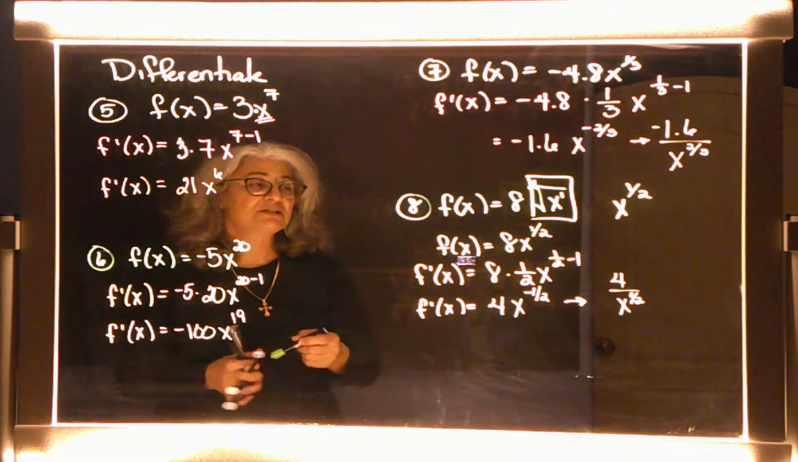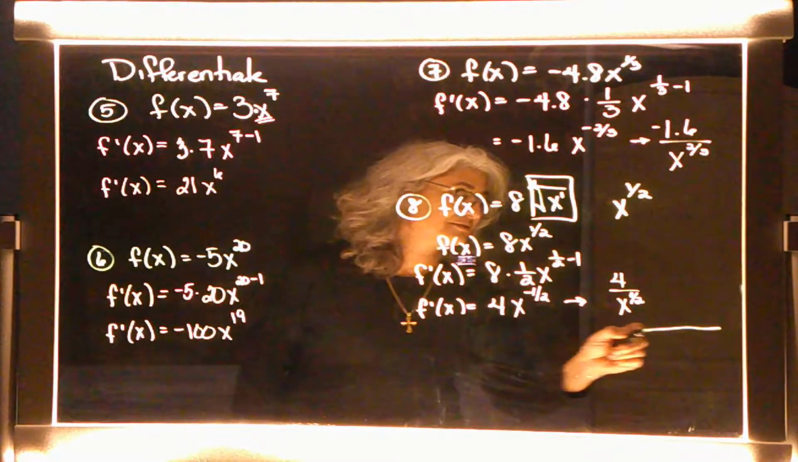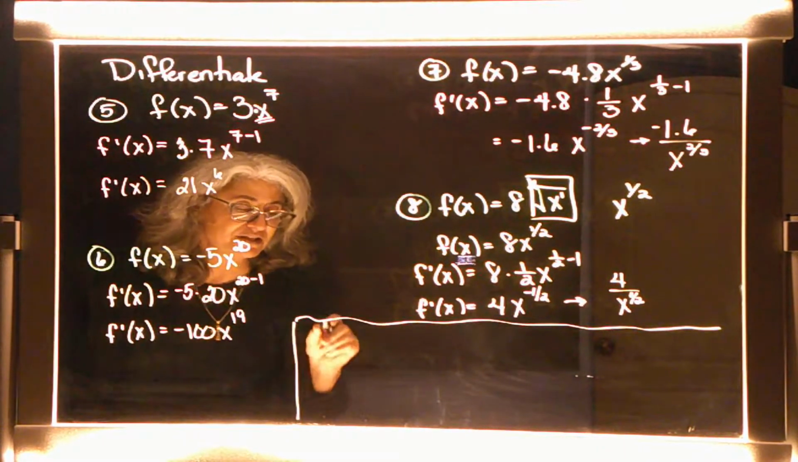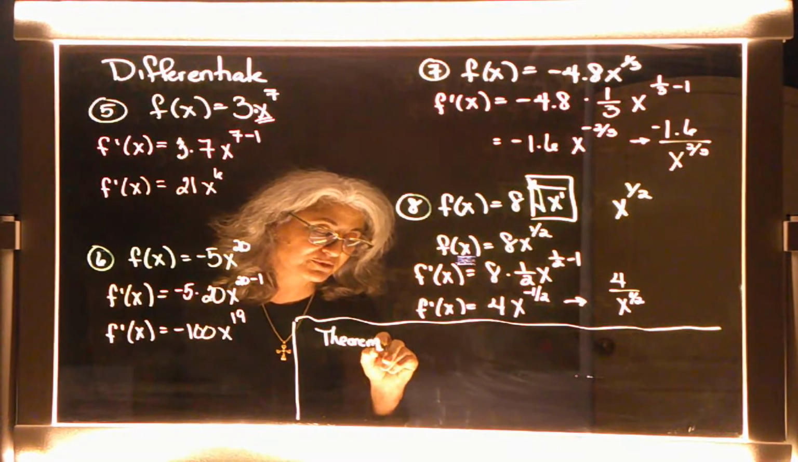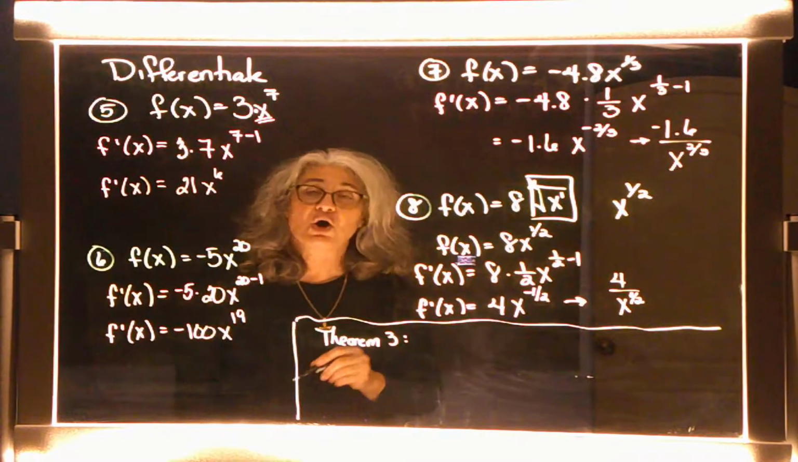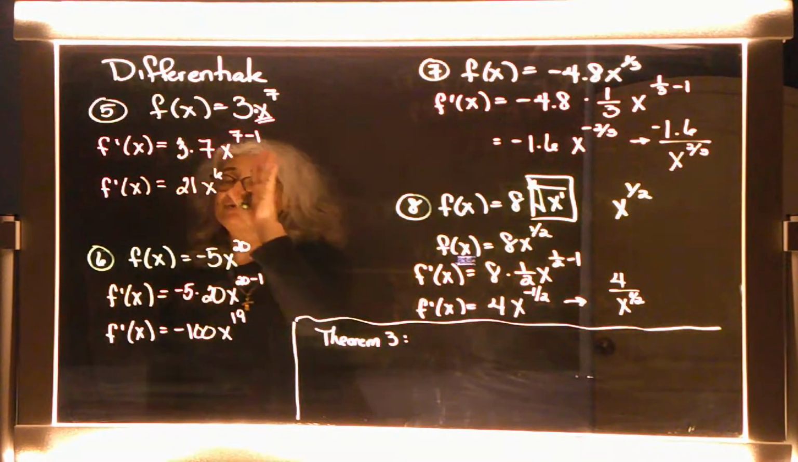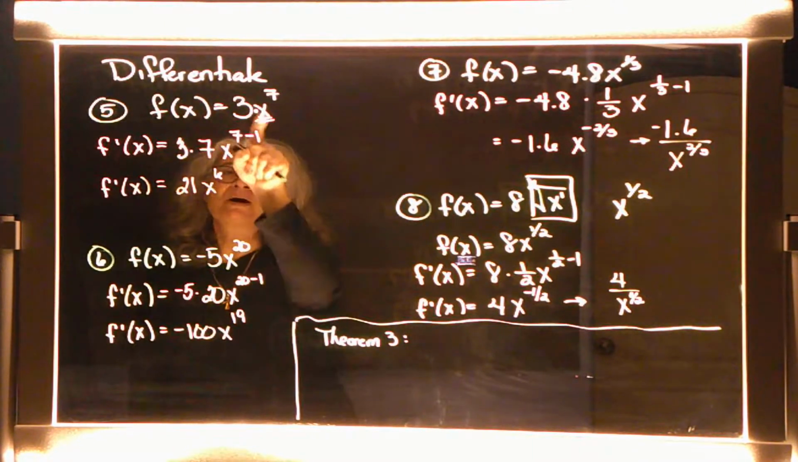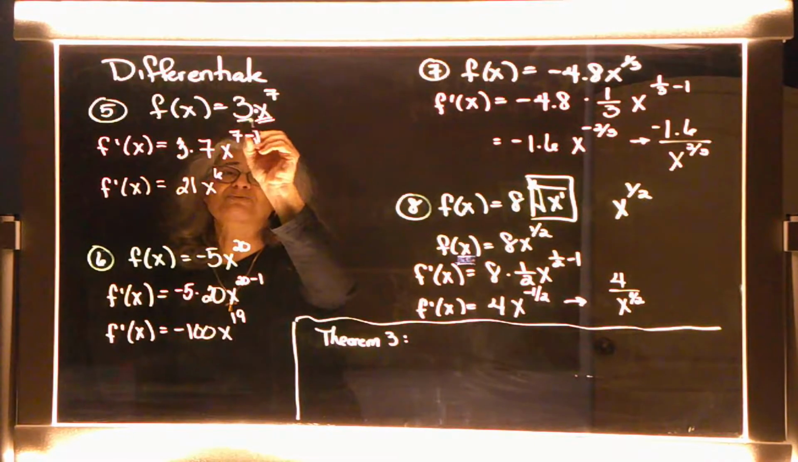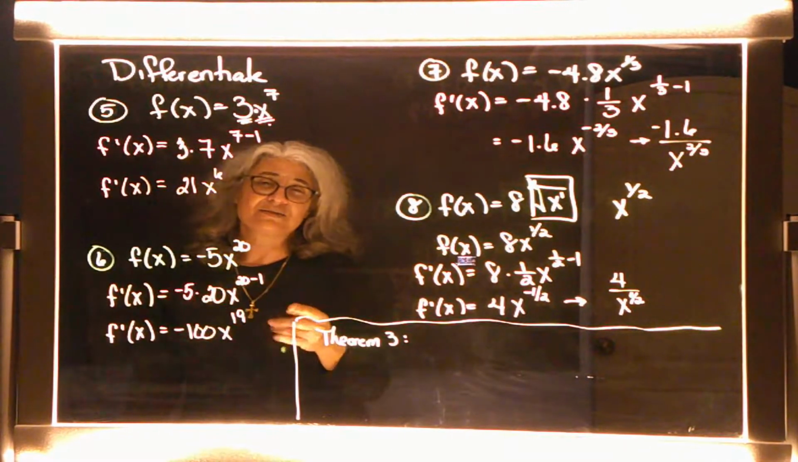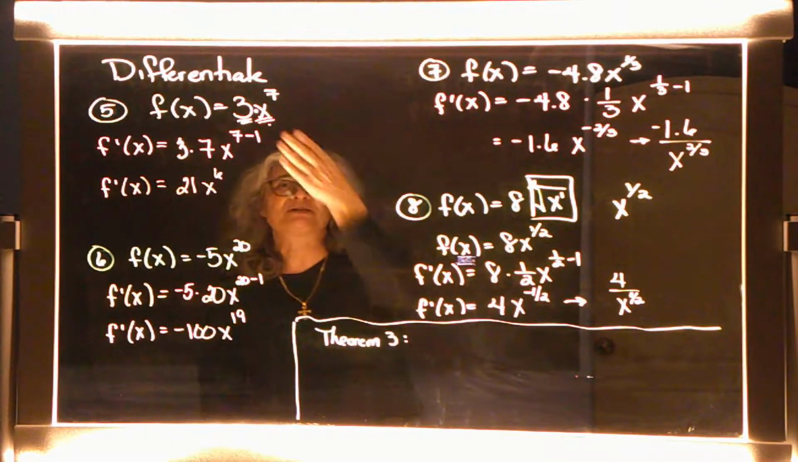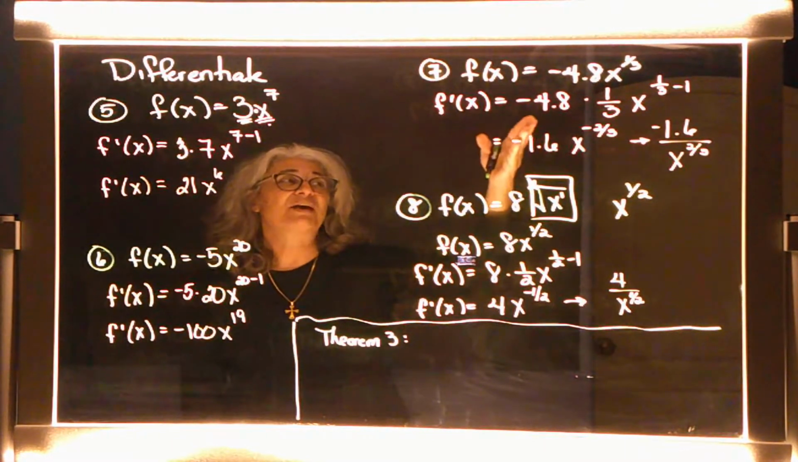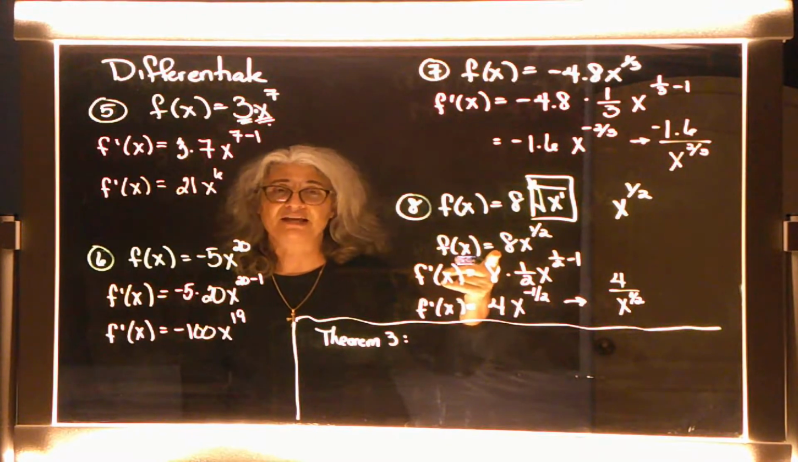All of this work actually alludes to theorem number 3. And I actually didn't want to put theorem number 3 up until right now. Why? Because if you understand what is going on here, that I'm doing 3 times this, then it was kind of like a common sense approach to you. You're like, well, of course I would multiply by 3 and negative 5 and negative 4.8 and 8.